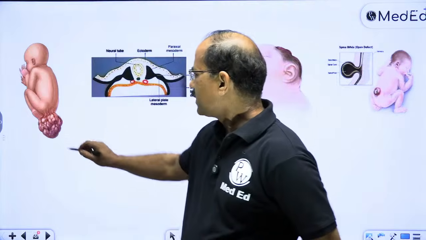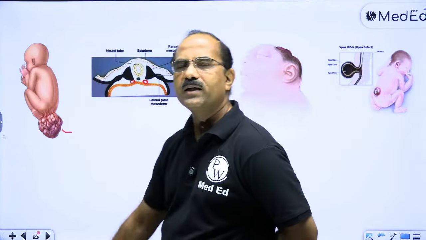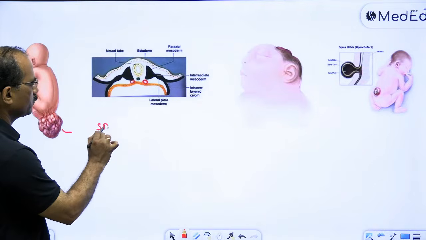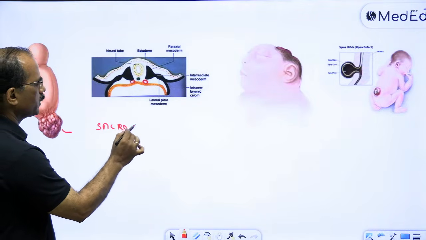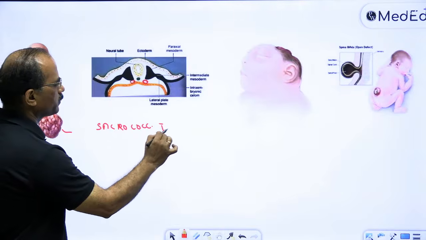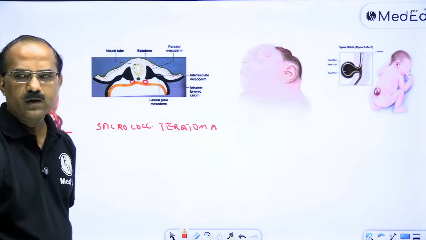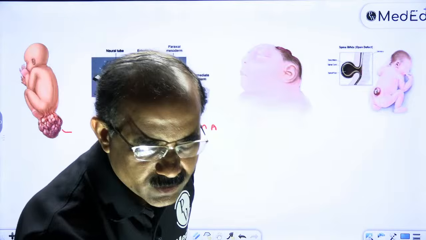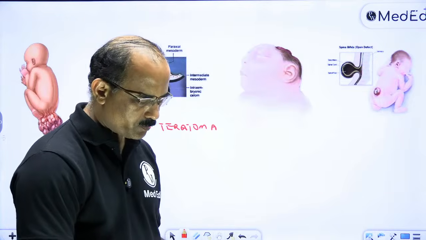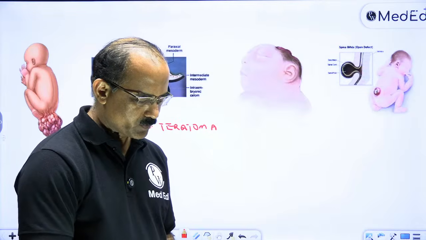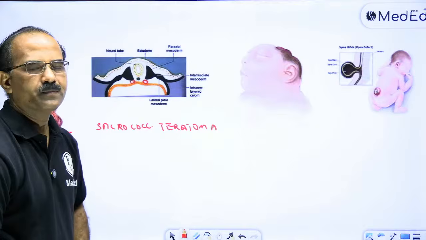Okay, children, what is this? You tell me. This is a sacrococcygeal teratoma. And why does this occur? Sacrococcygeal teratoma occurs due to persistence of primitive streak. Persistence of primitive streak leads to sacrococcygeal teratoma.